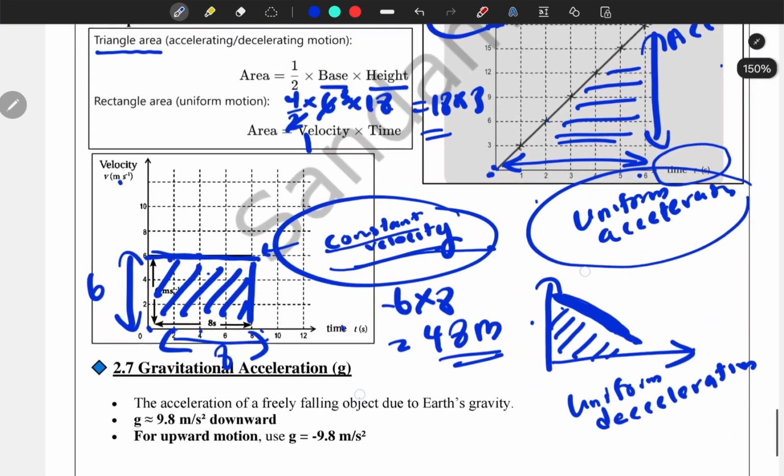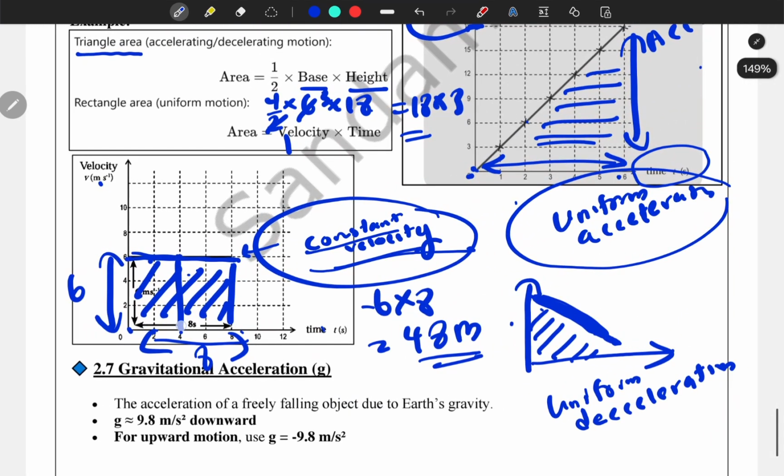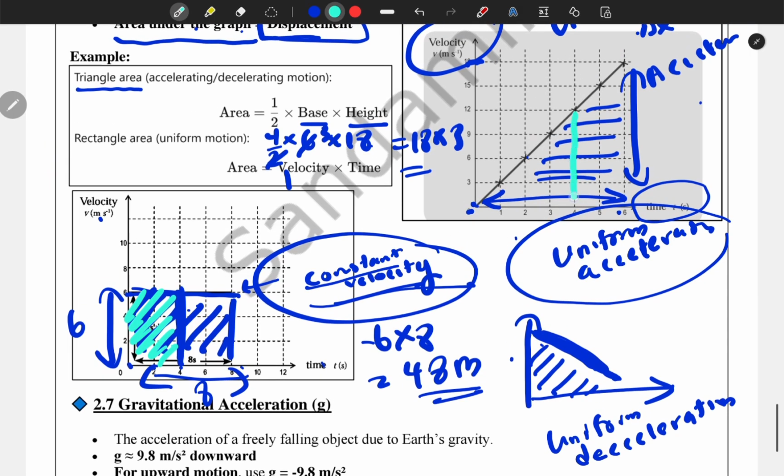Similarly, wherever it asks, if it's asking about until 4 seconds, you have to only take the area of this part. Likewise, if they ask until this 4 seconds here, you have to only take the area of this part. Don't take until this.